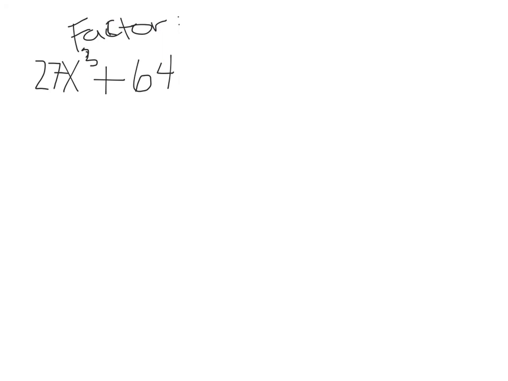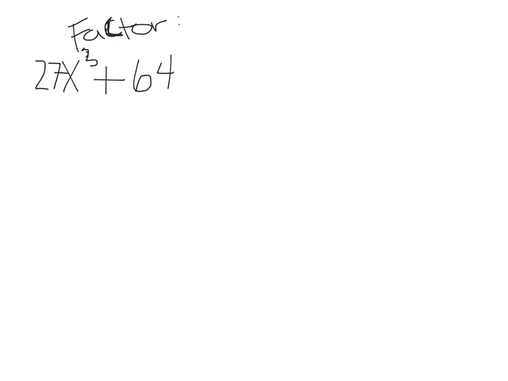So, we want to factor. Again, sorry for the ugly writing. My stylus is very weird today. We have 27x to the third plus 64. So when we look for a GCF, there's no GCF. There's nothing that goes into 27 and 64. There's only one term that has an x, so there's no GCF. This is going to be the sum of cubes.